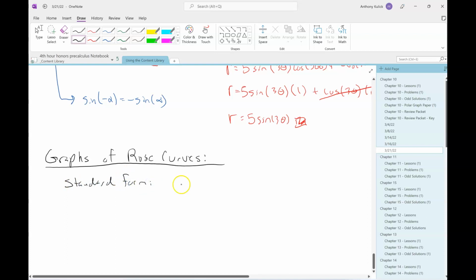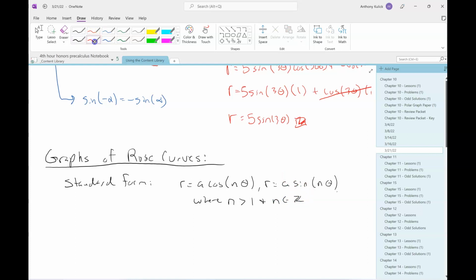So our standard form for these are going to be things of the form r = a cosine n theta or r = a sine n theta, where n is greater than 1 and it's an integer. So n has to be like 2, 3, 4, 5, 6, 7, 8, 9, 10, 11, 12, 13, 14. You get the idea.